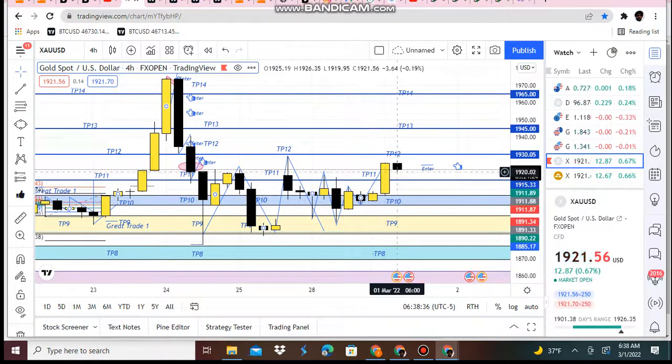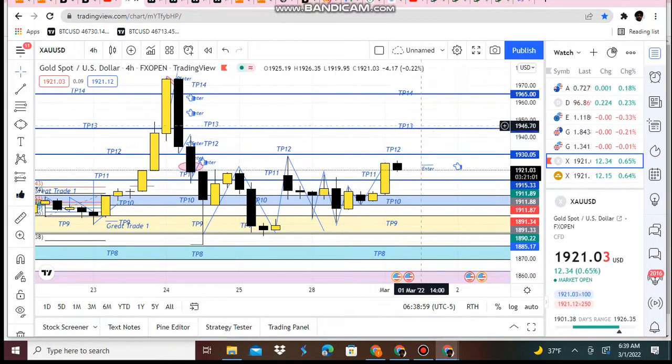We see price makes a higher high back up to take profit 11, 1926, and now in this 4 hour candlestick, gold is pushing back down, and we see gold is heading back down to take profit 10, once we see price break below take profit 11. This is all take profit 11 area. Obviously this is take profit 12. We see take profit 13, take profit 14.